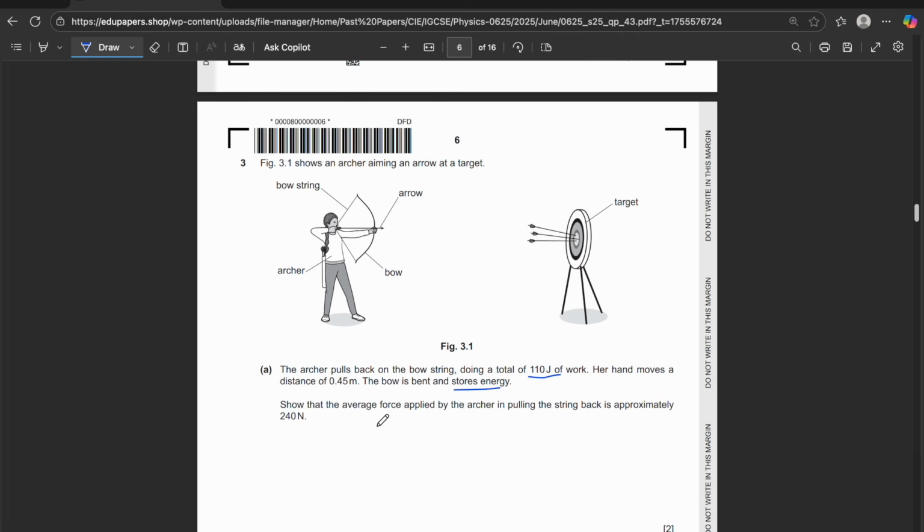So we know the equation, right? W is equal to Fd. And this distance is in the direction of the force. So we want to find the force. Distance is 0.45. This is 110. So if you divide 110 by 0.45, you get F is equal to 244 point goes on, and that is approximately 240 newtons.